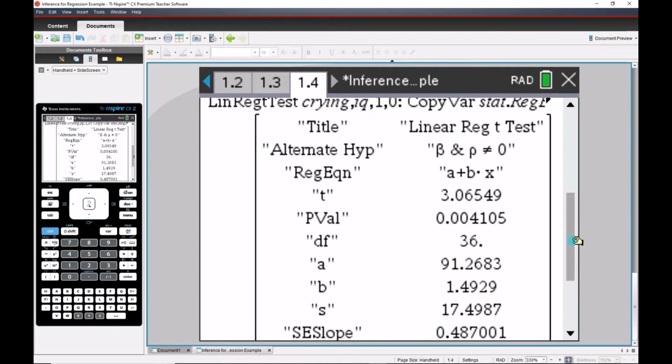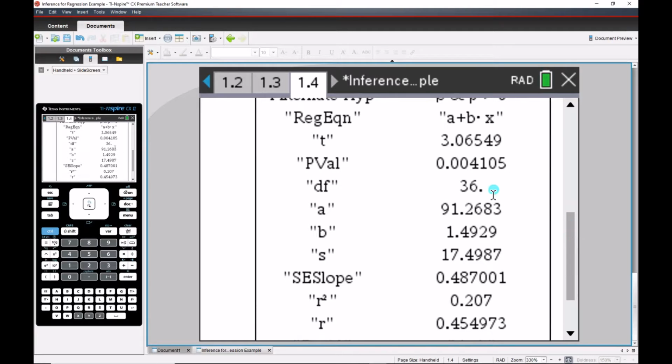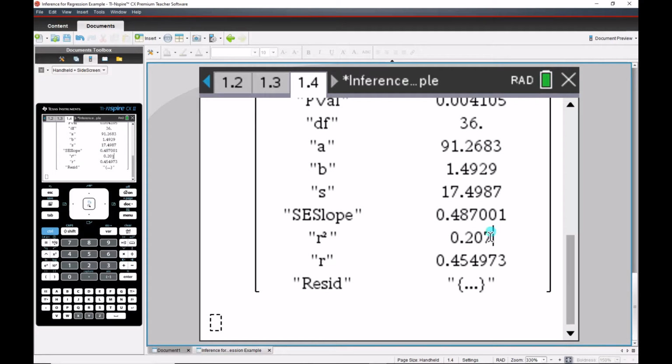We get a t-value and a p-value, which we'll deal with tomorrow. We get the degrees of freedom, useful. We get the y-intercept, useful. We get the slope, useful. There's that s value, see it? That's important. That is the standard deviation of the residuals. So we need that. This we'll need. This is the standard error of the slope. We need that more tomorrow. Here's the same r and the same r squared, and it even produces residuals.